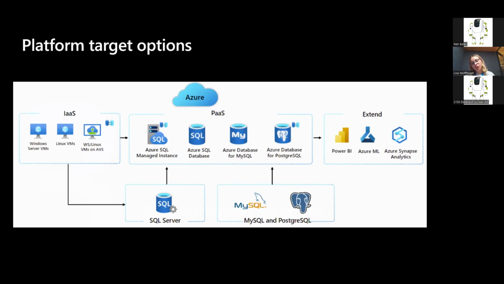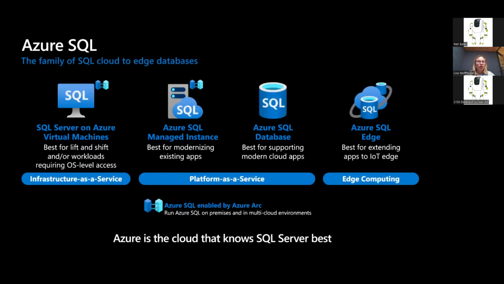And right now, I just want to focus more on the SQL family. In the SQL family, there are different options depending on your use case. If you want to do a lift and shift of your workloads and you require OS level access, then your solution is SQL Server on Azure Virtual Machine. If you want to modernize an existing application without changing much of your code, but still use all the PaaS advantages on high availability, auto scaling, and so on, you can go with Azure SQL Managed Instance.